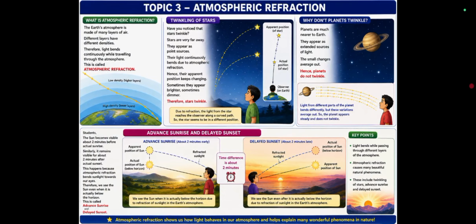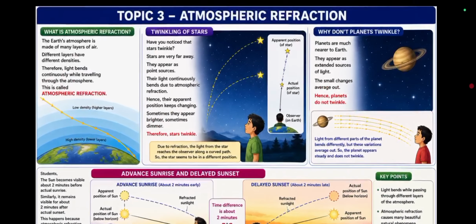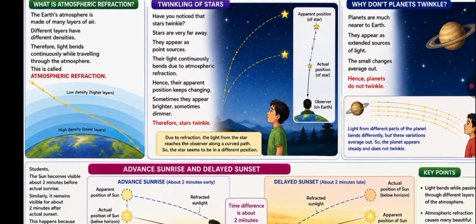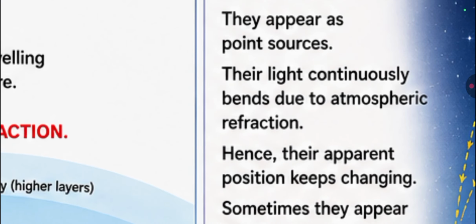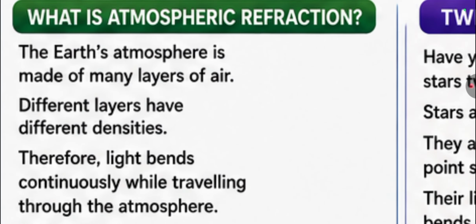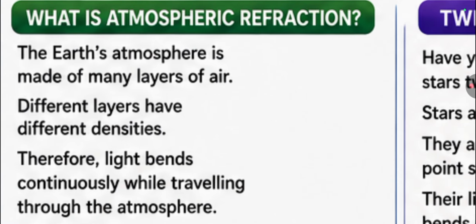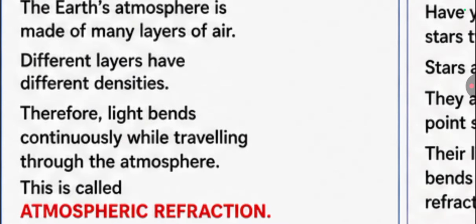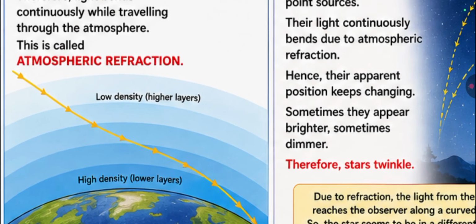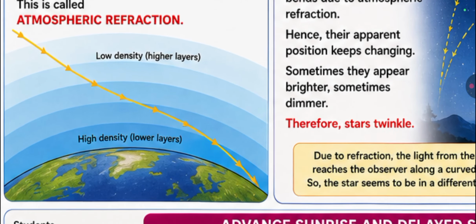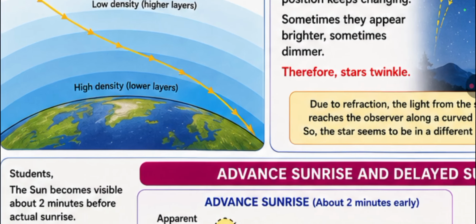Now we have to learn atmospheric refraction. It is also a very important topic to understand in our nature. What is atmospheric refraction? Earth's atmosphere is made of many layers of air. Different layers have different densities. Therefore, light bends continuously while traveling through the atmosphere. This is called atmospheric refraction. We have to see here low density to high density layers in the earth.